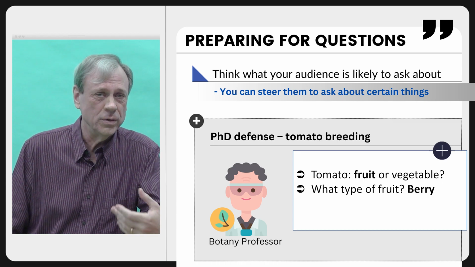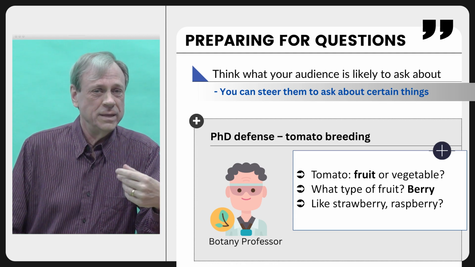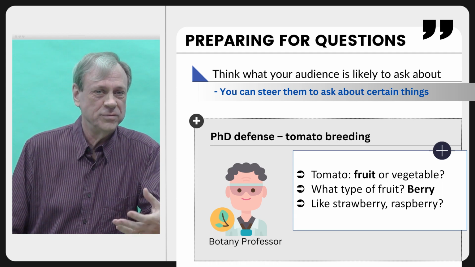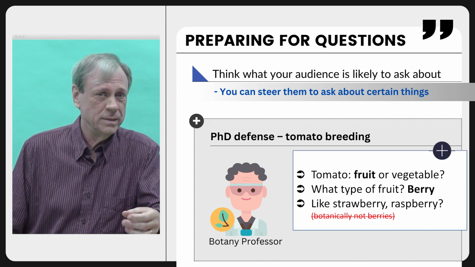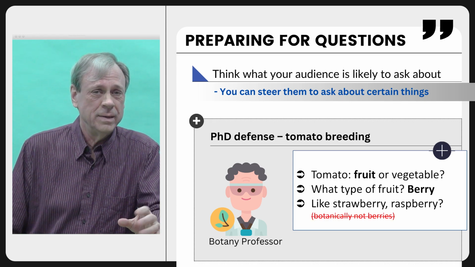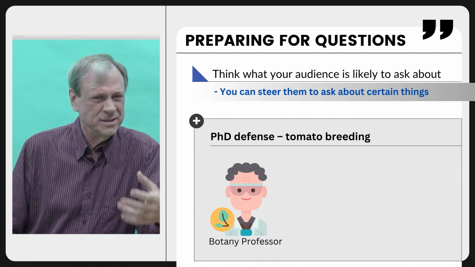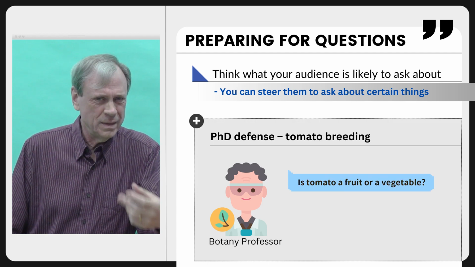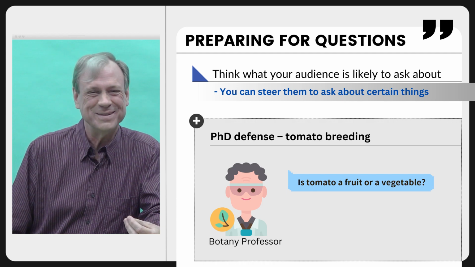And I knew also that following that, once I said it was a berry, he would ask about other types of fruits that are called berries, like strawberries and raspberries, that botanically are not. And so, sure enough, when we got into the exam, his first question was, is tomato a fruit or a vegetable? And I said, I know where this is going.